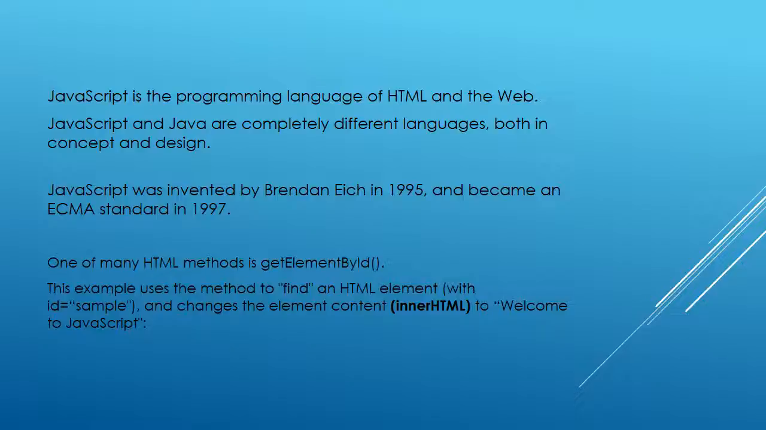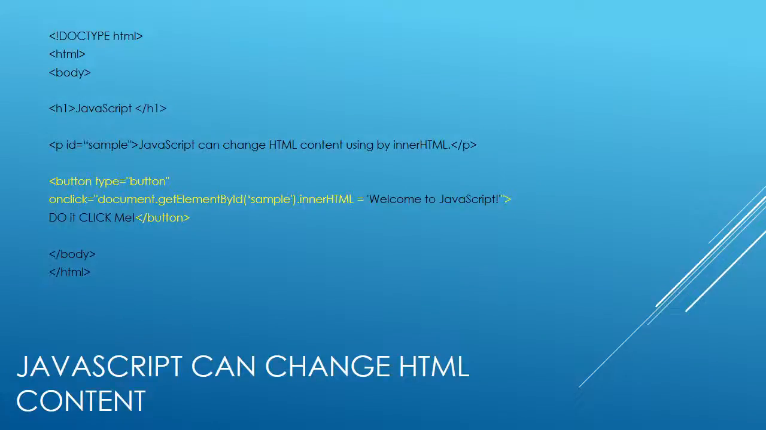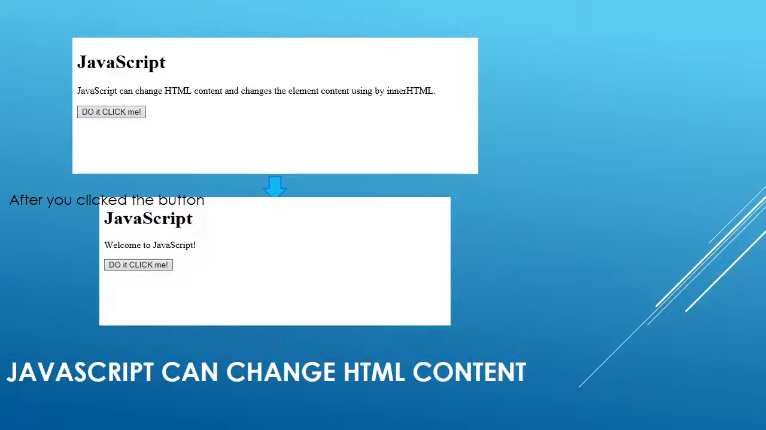One of many HTML methods is getElementById. This example uses the method to find an HTML element with id equals sample, and changes the element content, innerHTML, to "Welcome to JavaScript". JavaScript can change HTML content by using innerHTML. JavaScript can change HTML content.